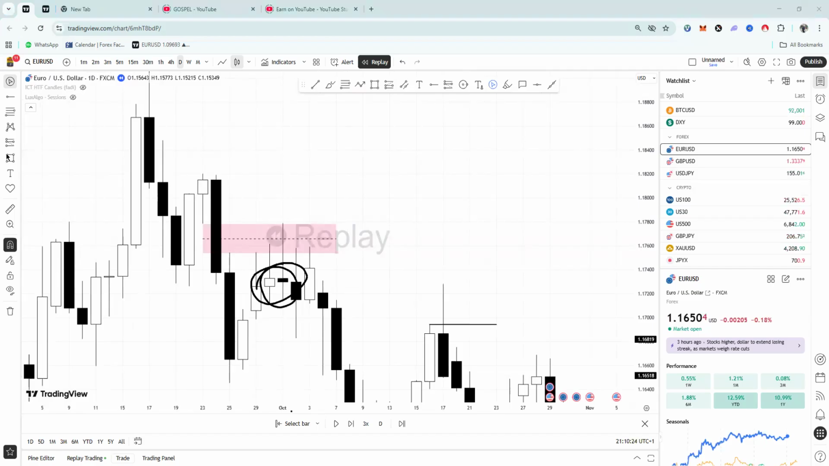Contractions. I say forget about the wicks when you're talking about contraction. Now, look at the bodies of the candle. This is contracting, and on the lower time frame is a ranging market. And what happened? After the range, we had an expansion to the downside. Okay, I understand this very well.